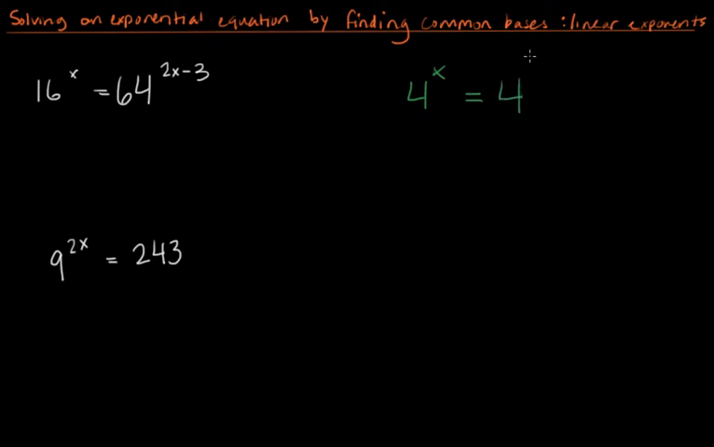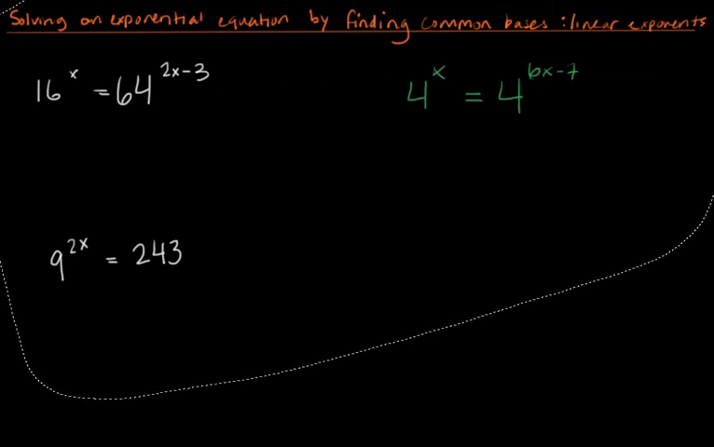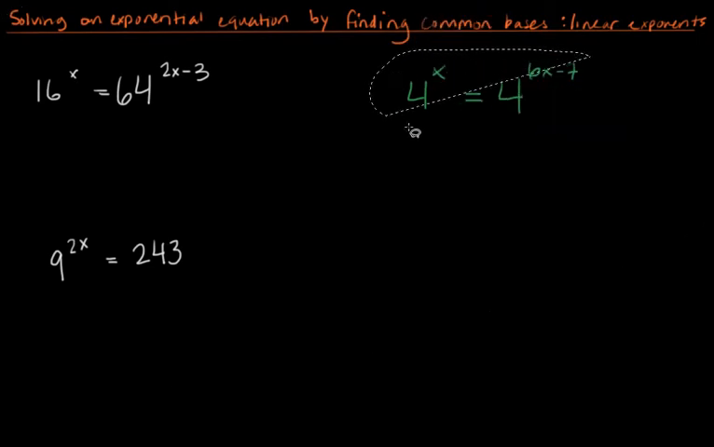to 4 to another power like 6x minus 7, then these powers have to be equal because the bases are equal, right? So two equal bases raised to powers that are equal have to be raised to equal powers. The powers have to be equal. So basically the idea in solving these equations in this way is to try to get the bases to be equal so that we can set the powers equal to each other.